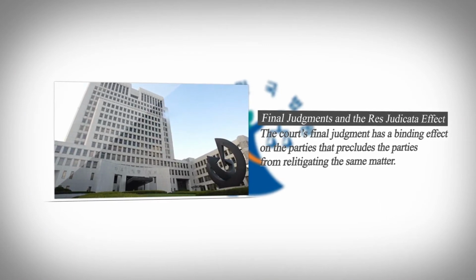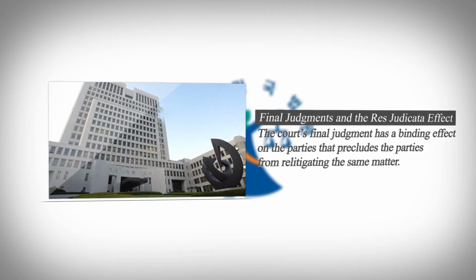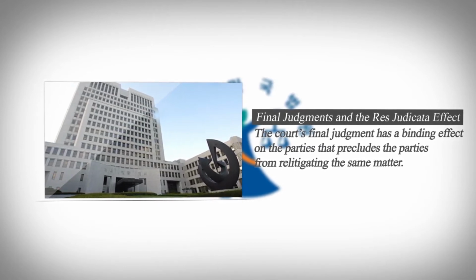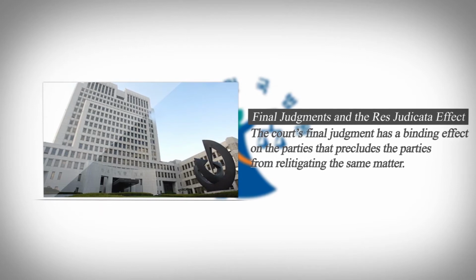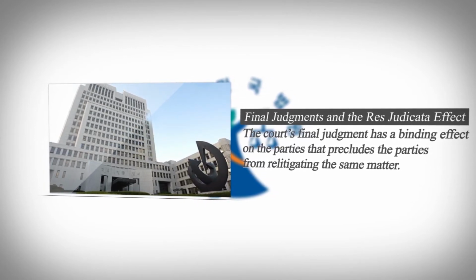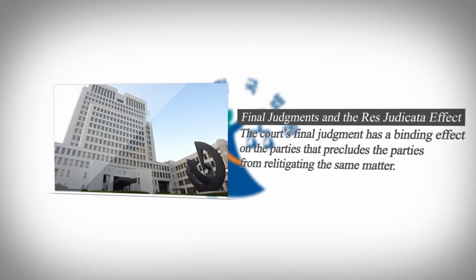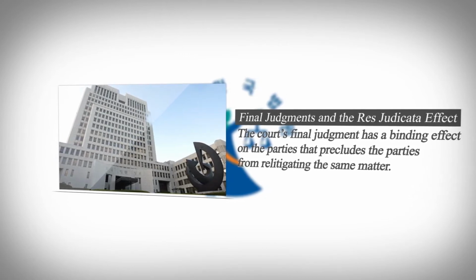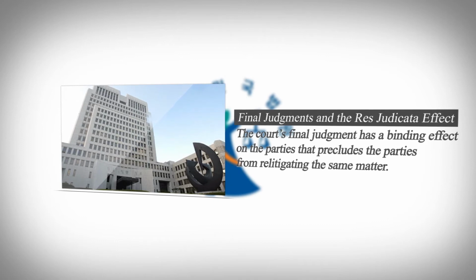When a valid and final judgment is entered by the court on a particular case, the court's judgment has a binding effect on the parties. If a similar dispute arises on the same matter, then the parties are precluded from relitigating the matter. This is because the final judgment of the court has a res judicata effect that provides legal stability to the court system and precludes repetition of litigation on the same matter.